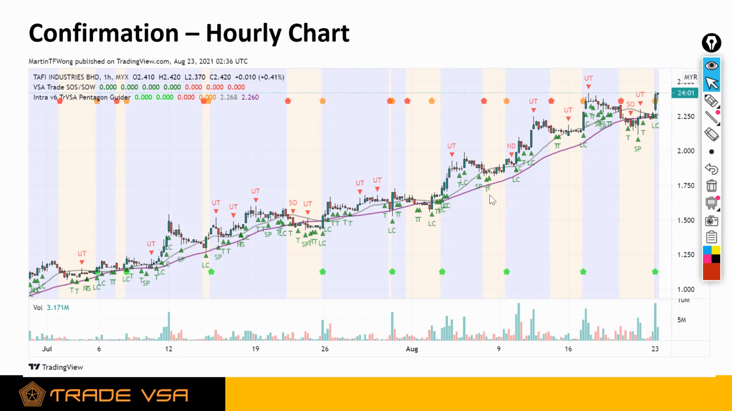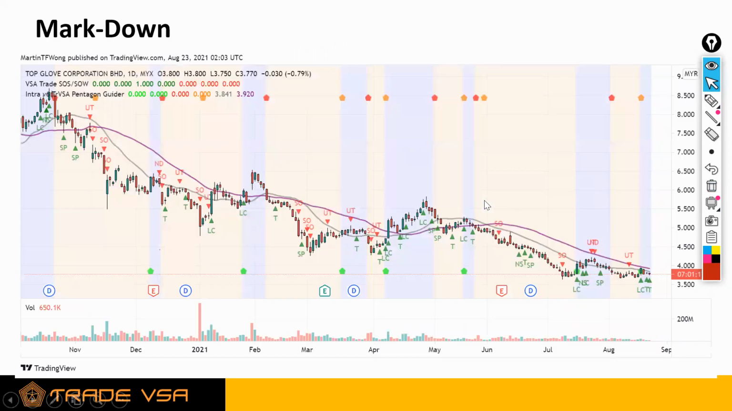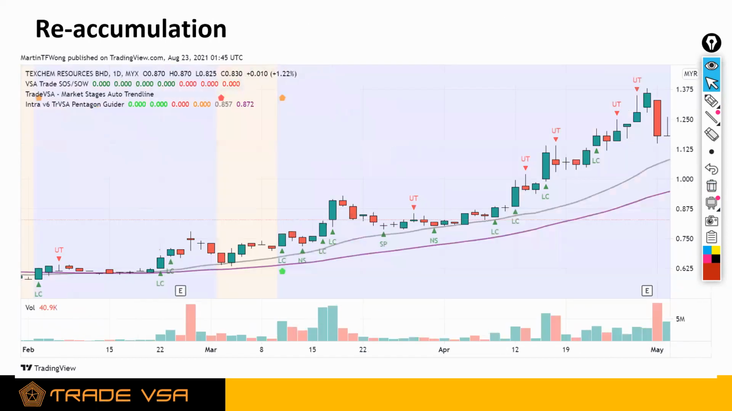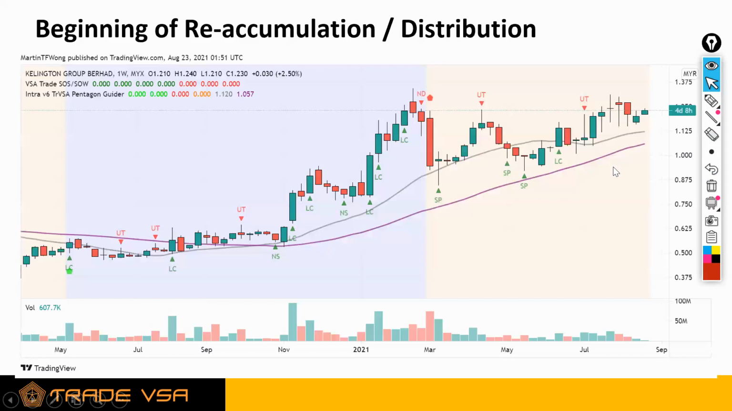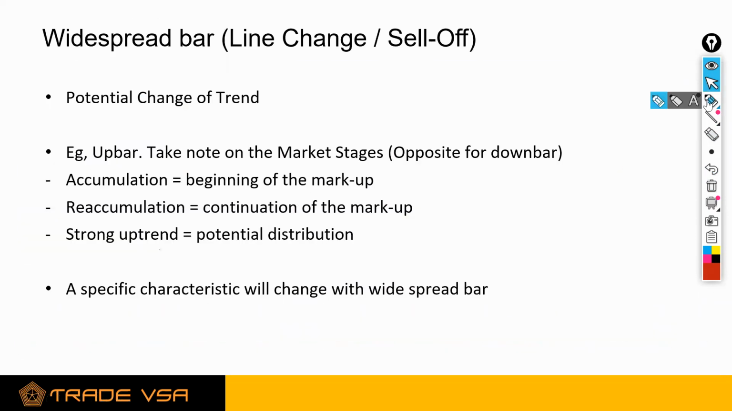Okay, let's go back to my slides. I think it's here. This is reaccumulation, right? Narrow spread bar, potential pullbacks. So if I go back to this slide over here: reaccumulation, widespread bar, up bar. So there's a continuation of markup.